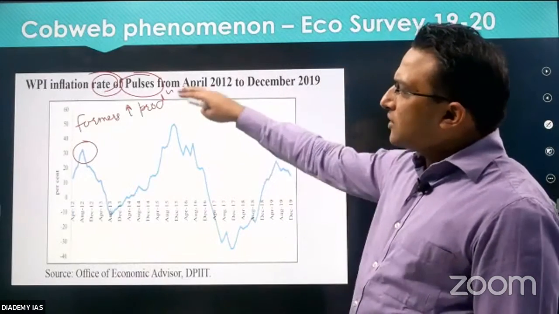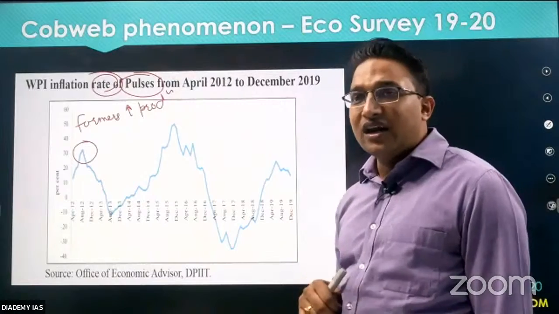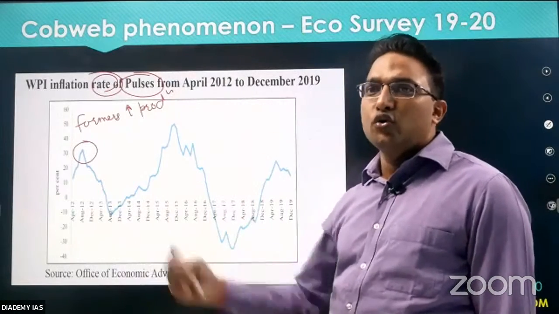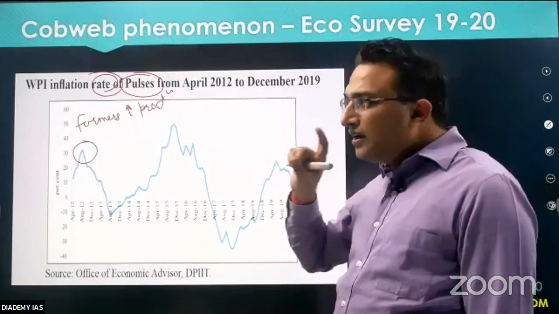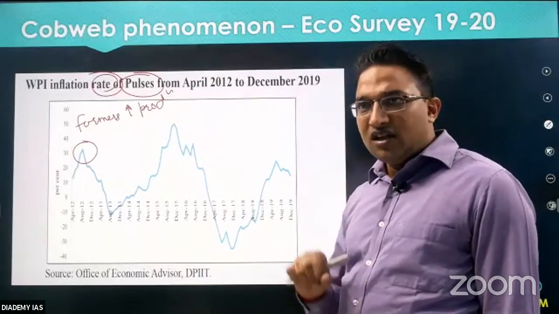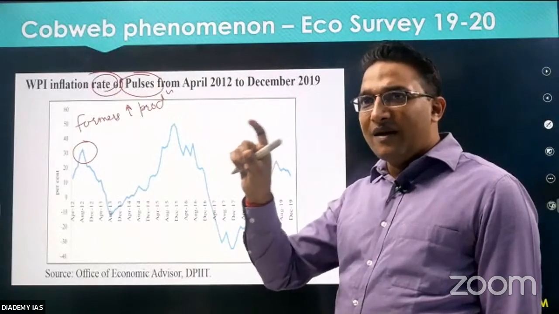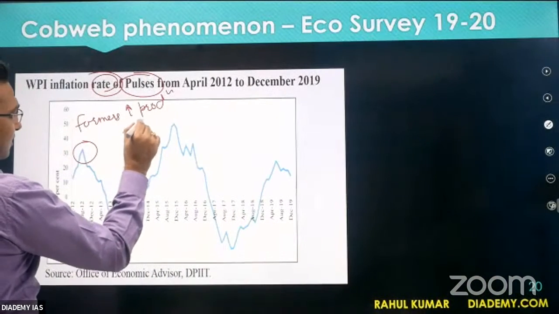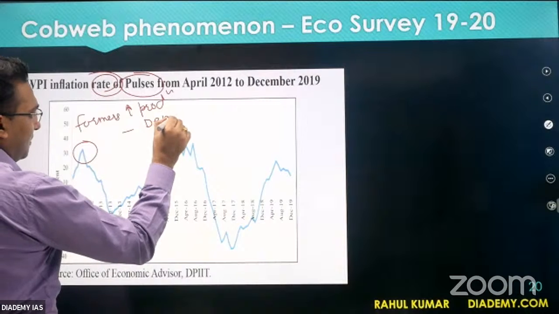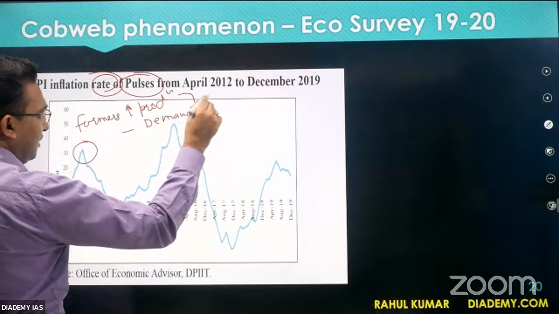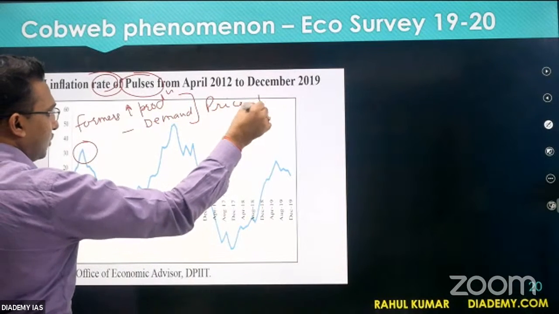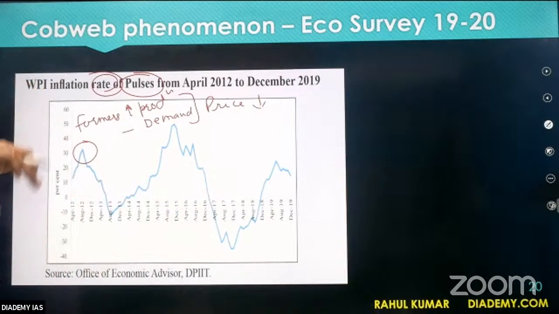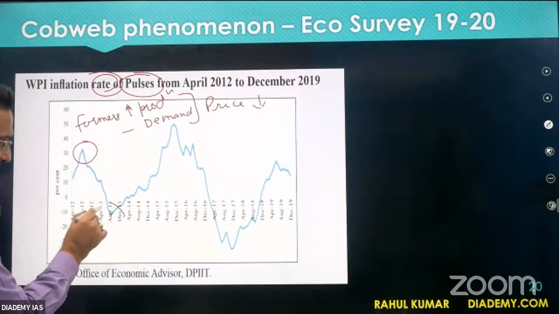Now, because the production is increasing suddenly, all the farmers have started producing pulses, but demand will not increase suddenly. Demand has a limitation. So there is a sudden increase in the production, but demand remains constant. So what will be the impact? The prices will actually come down, right? Because supply is increasing, but demand is not increasing. So prices will come down here.